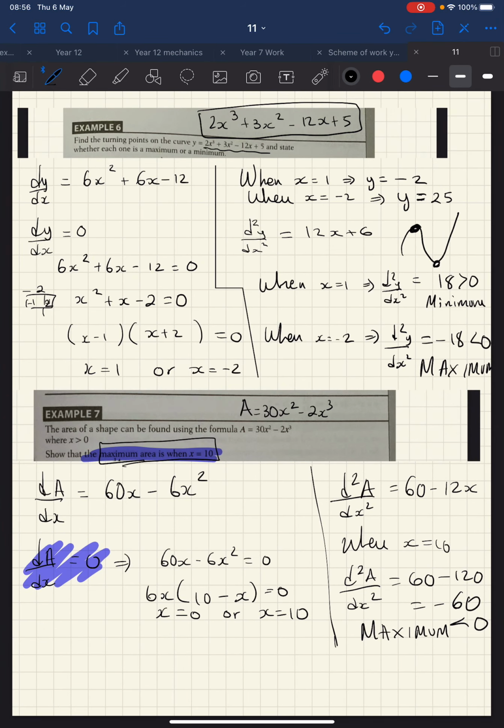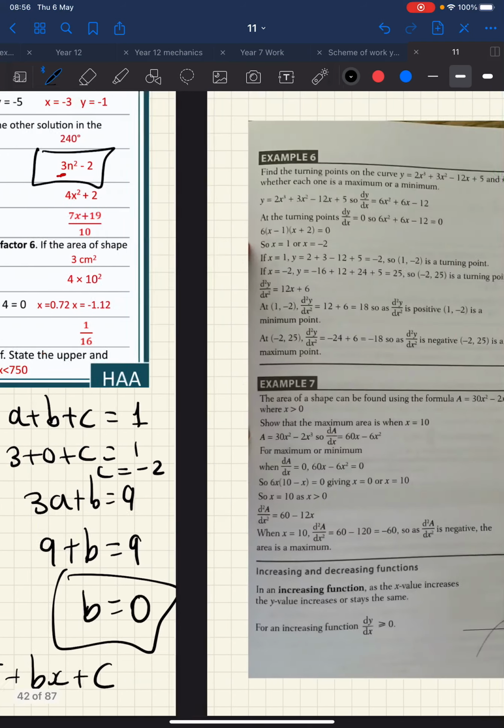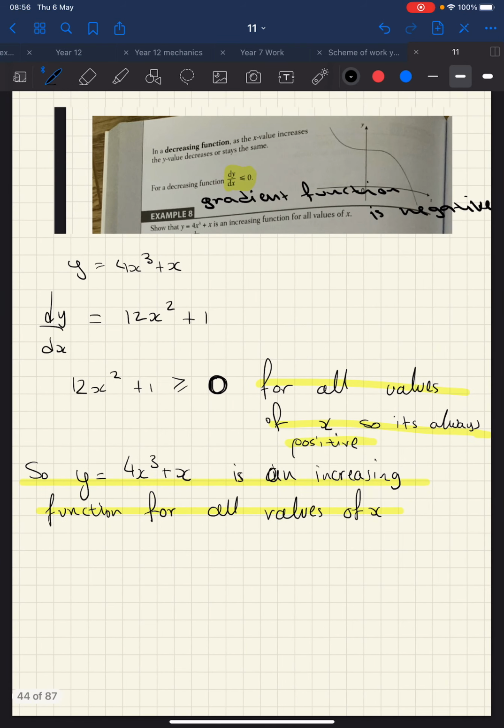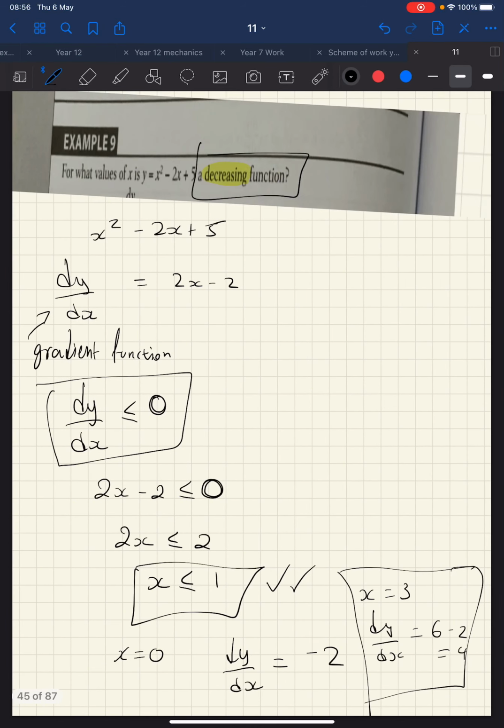Again, you've got some example questions for us. Okay, these are some more problem solving questions really. Nothing crazy. Let's have a look. Again, you can see some examples where you need to prove that it's a decreasing function.